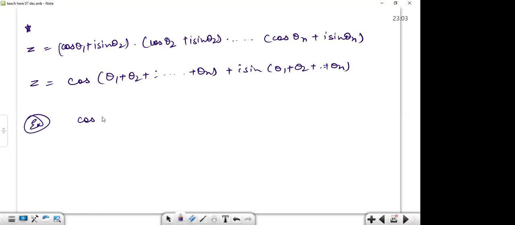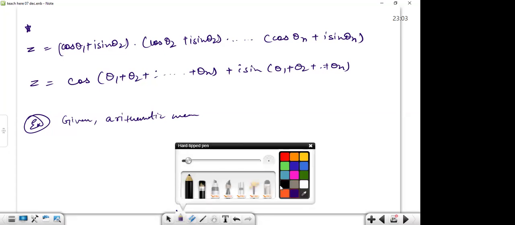cos of 0 degree plus iota into sine of, no, let me frame a question for you. Given arithmetic mean, let me change the ink.